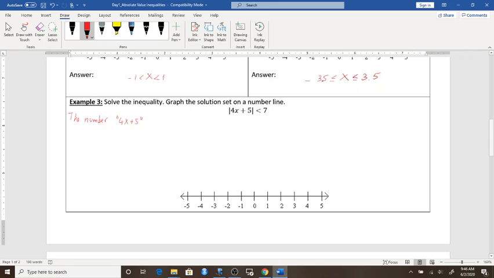The absolute value, remember, represents the distance of a number from 0, and we know that the distance of the number 4x plus 5 from 0 is less than 7, okay? So let me write this a little bit better. It makes more sense to write that the distance of the number 4x plus 5, whatever it is, from 0 is less than 7.